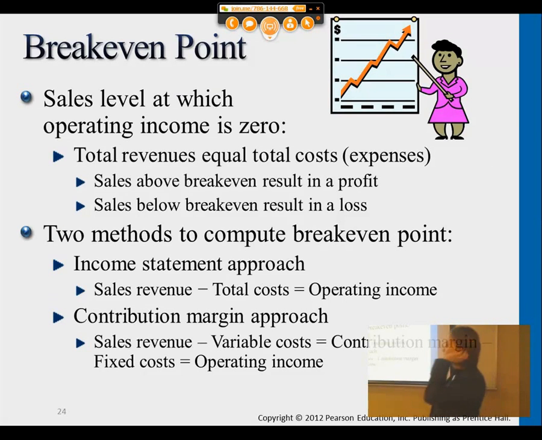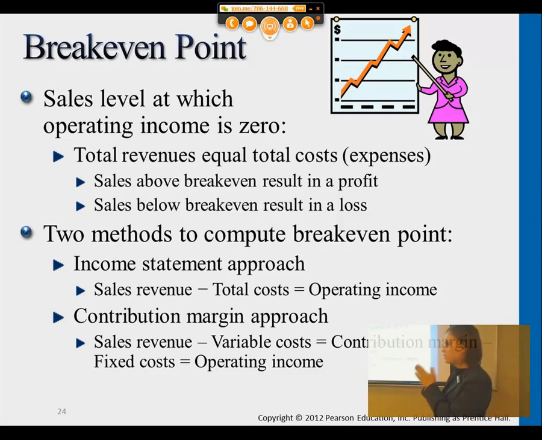Okay, so I just said something with the break-even point. What is the break-even point? So break-even point is where my sales level is at such a number where the operating income is 0. What does it mean for me? That my total revenue is the same as total cost. Same number. It's equal. Okay?